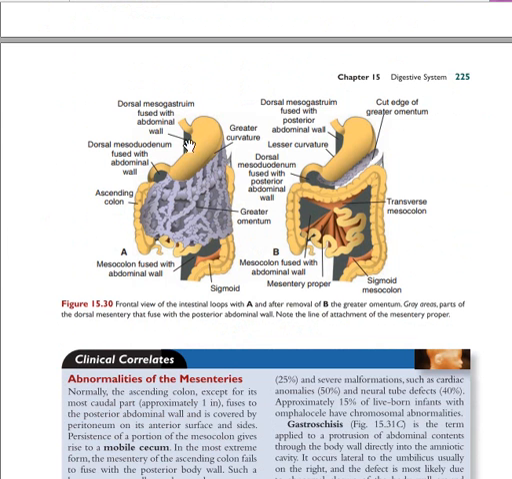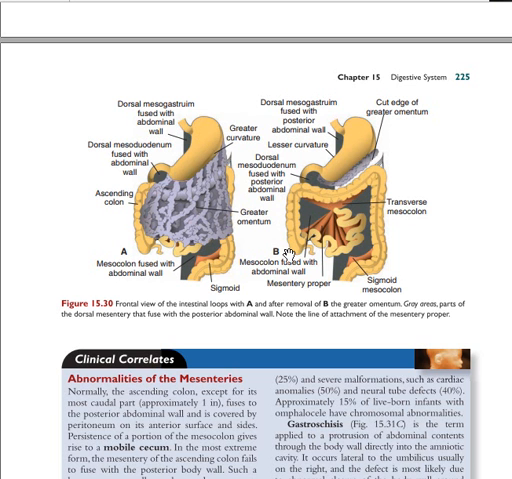Now this is a production of the greater omentum. The greater omentum is just an extension of the mesentery of the stomach. So you can see here, this is the mesentery of the duodenum that is fused with the abdominal wall posteriorly. So that's the dorsal mesenterium of the mesogastrium, and that mesentery also extends from the stomach upward to produce the greater omentum.